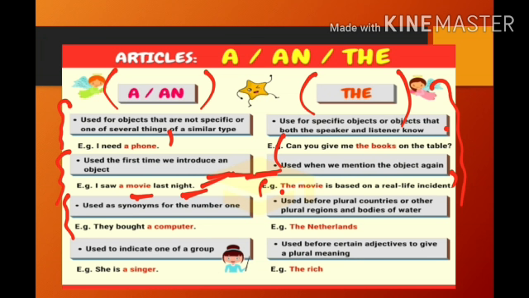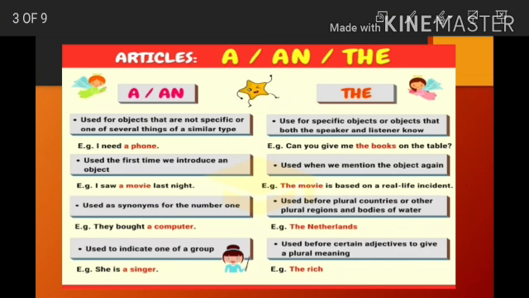Used as synonym for the number 1. They bought a computer. Used as synonym for the number 1 means when we have any object only one, then there we can use a or an. They bought a computer. वो लोग एक कंप्यूटर खरीदा. So एक ही कंप्यूटर खरीदा. Okay, so when we have any kind of object only one, then there we can use a or an.